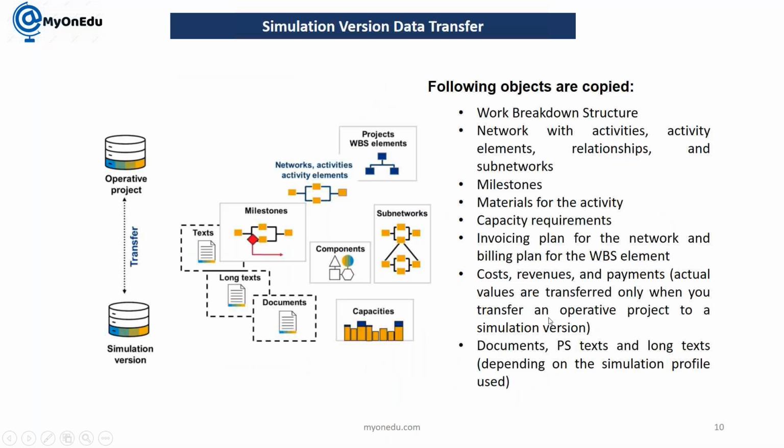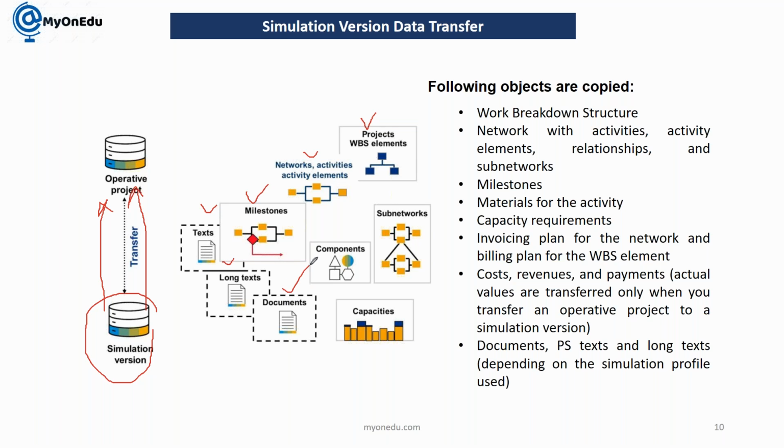Next, what are the objects which are going to be transferred here? When you are transferring from simulation to simulation, that is fine. But when you are transferring your simulation version data to your operative project, these are the things which are going to be transferred: project, WBS element, network, activities and activity elements, so the structure is going to transfer as it is. Milestone is there, text is there, and long text. Long text is also going to be transferred into your operative project.